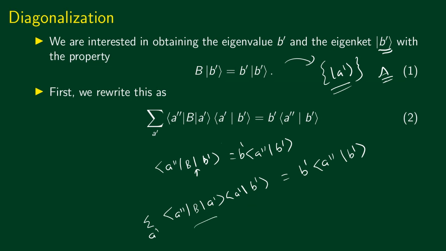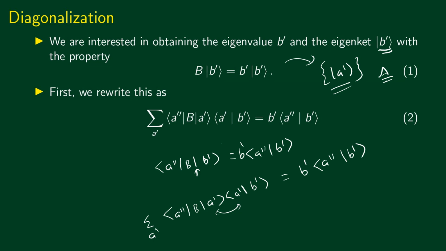A square matrix acting on a column matrix gives you a number multiplied by the same column matrix. This is the rule for multiplying a square matrix and a column matrix. There's a sum over A prime here.